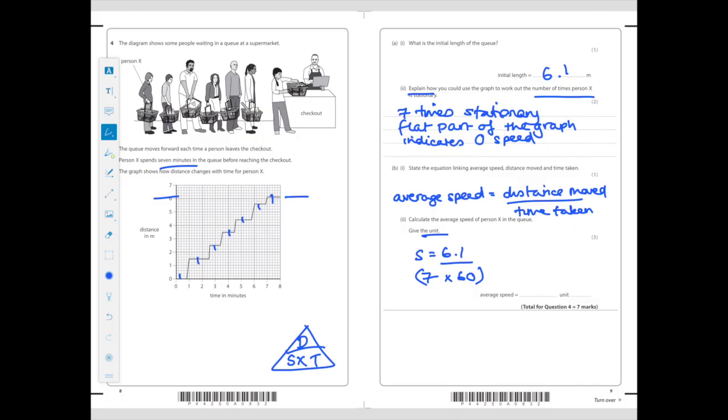Pop that into your calculator and you'll get a value which rounds to 0.015 to 3 significant figures. And we know that the distance was in meters. I've already told you that I've converted to seconds, which is why the unit here is meters per second.